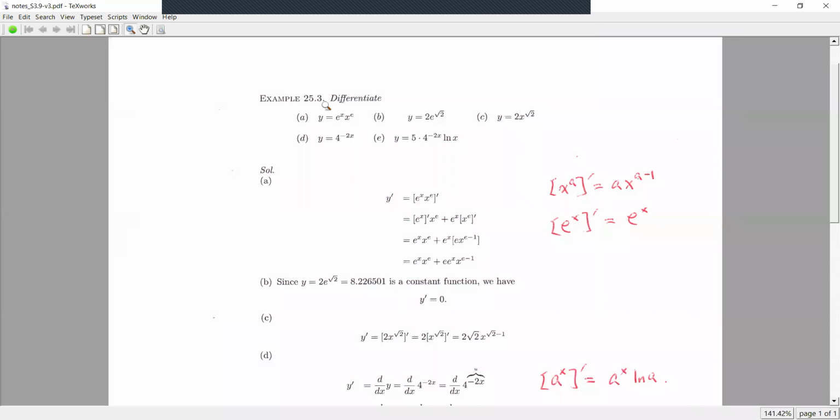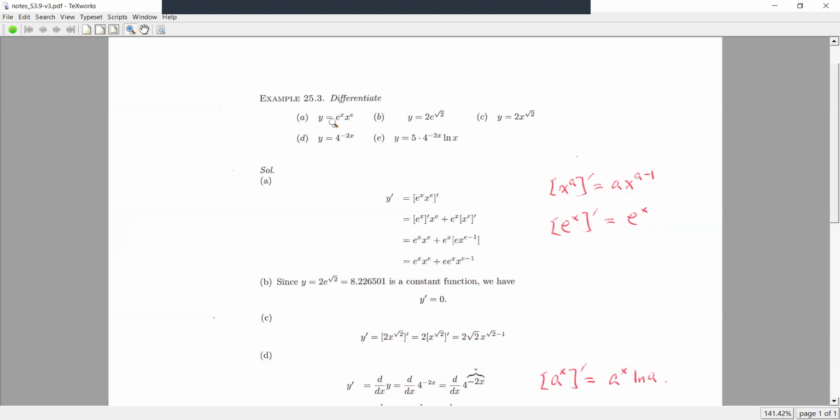Example 3. Differentiate these functions. Part A. The function in part A is a product. e to the x times x to the e, where e is a constant, an irrational number. The value of e is 2.71 something. Just like pi. Pi is also an irrational number. Pi, the value is 3.14 something.